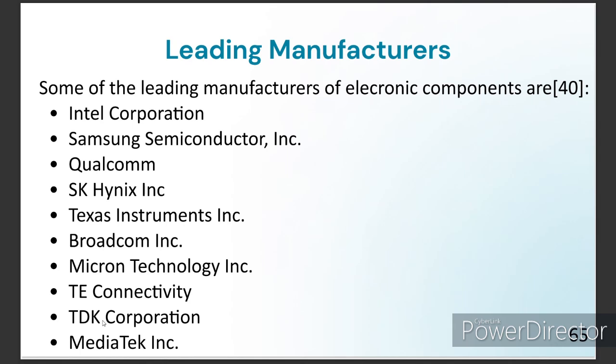SK Hynix. South Korean company SK Hynix manufactures memory semiconductors. It is the third largest semiconductor company in the world and the second largest manufacturer of memory chips. In terms of revenue, it is the fourth largest manufacturer of electronic components worldwide. Their main products are computing and network memory, graphics memory, mobile memory.